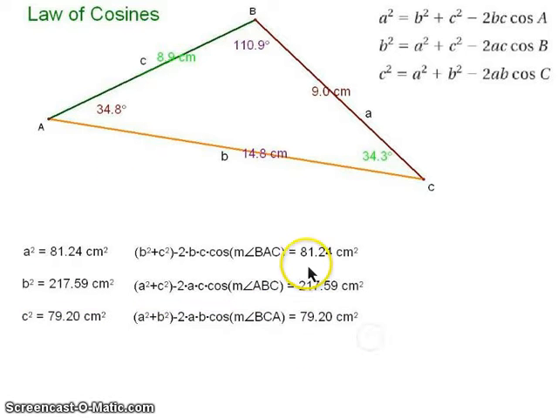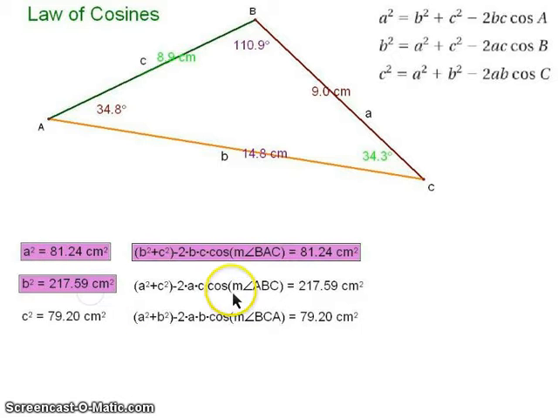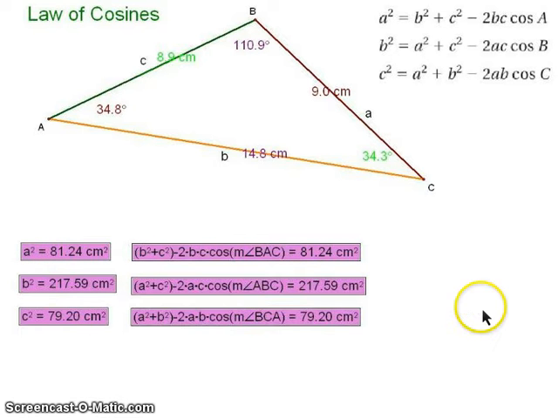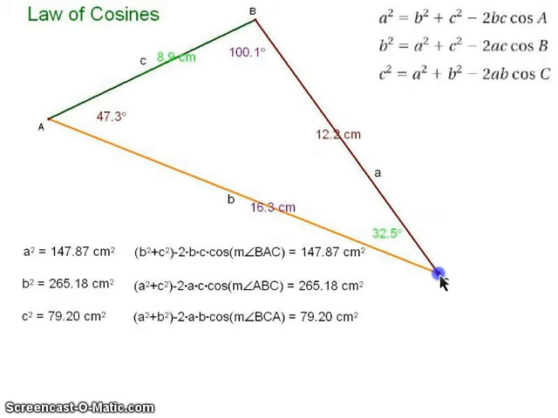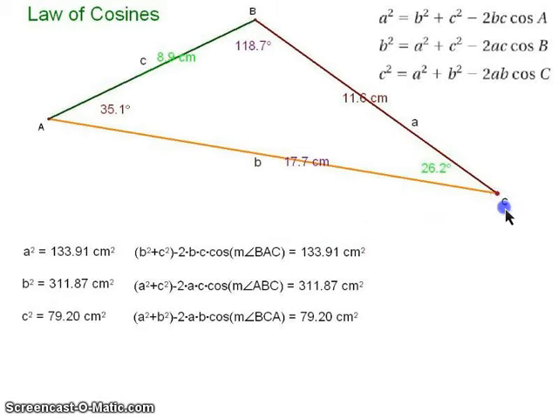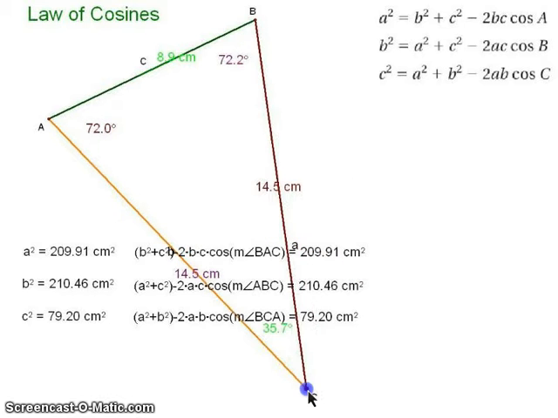And you can see that the left side of the equation equals the right. The c squared equals the right side. All right, and that just proves to us that the law of cosines does hold up no matter how big or how small the triangle is. You'll see that the law of cosines holds up no matter what.